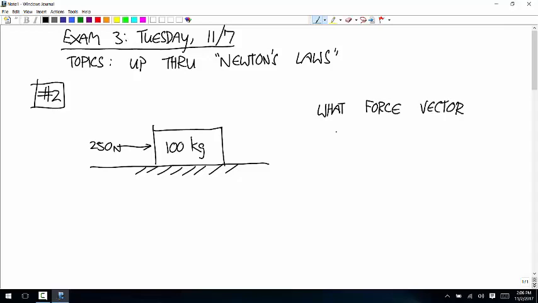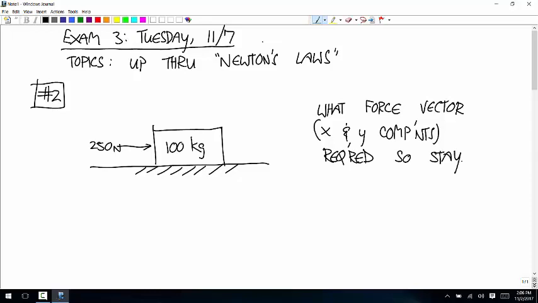So this force vector has x and y components that we don't know. And what force vector is required so it stays at rest? And then for part B, it says now it's not at rest, it's moving with a constant velocity. But this is a Newton's second law question, and Newton's second law doesn't deal with velocities, it only deals with accelerations. What's the acceleration if you have a constant velocity? 0. And so parts A and B are exactly the same.